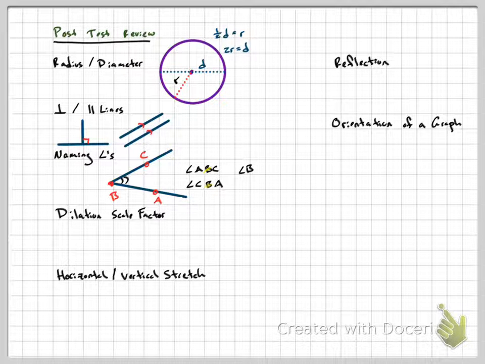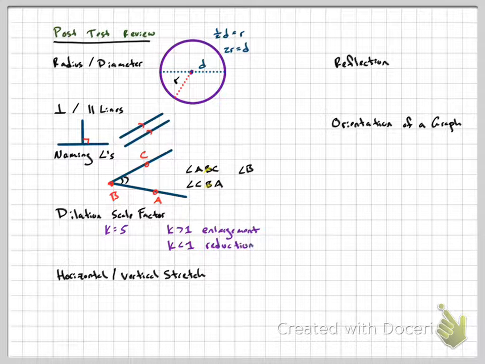Dilation and scale factor. Remember, scale factor is usually used with K, but it's not always. Now, if your K is greater than 1, that is enlargement. It means your figure is going to get bigger. If your K is less than 1, that is reduction. The figure will get smaller.